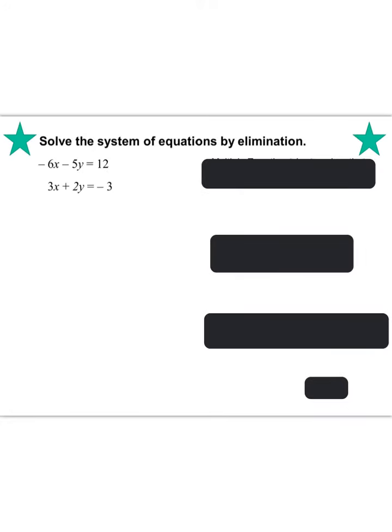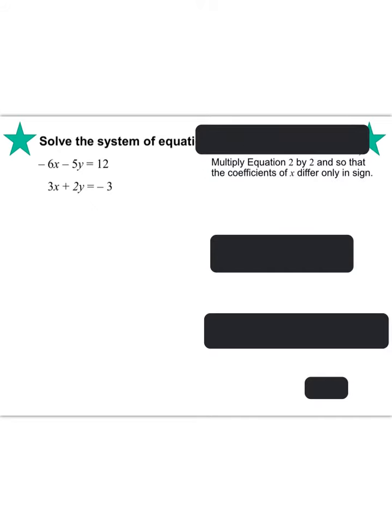Okay, I want you to pause the video and try this one on your own. Okay, now let's see how you did. So, hopefully you noticed that we could cancel out the x's if we multiplied equation 2 by 2. So once you do that, you're going to get 6x plus 4y equals negative 6.